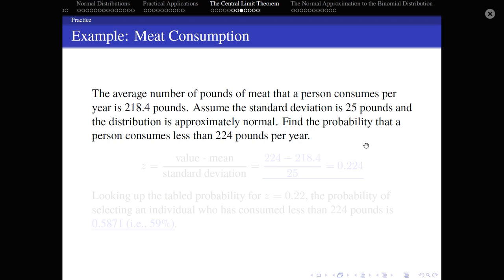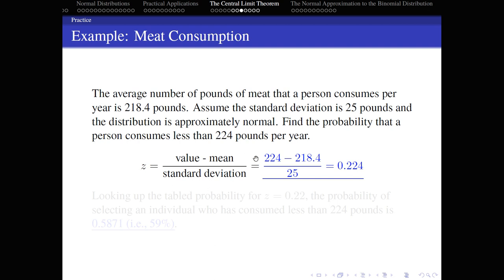All right, so for a single individual, we've got the value minus the mean divided by the standard deviation. This is our old equation. Remember, our new one would be something like find the probability that for a sample of 20 people, the mean of the 20 people is less than 224 pounds per year. In this case, I'm looking for a single individual. I take the value that we're interested in, subtract the mean, 218.4 of the population, divide by the standard deviation, and that equals 0.224.